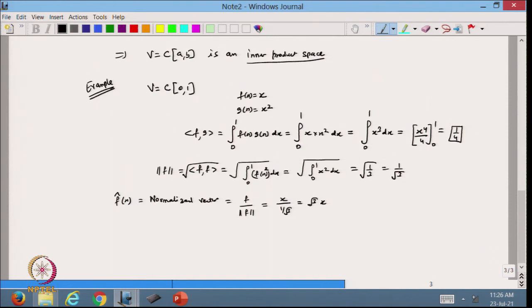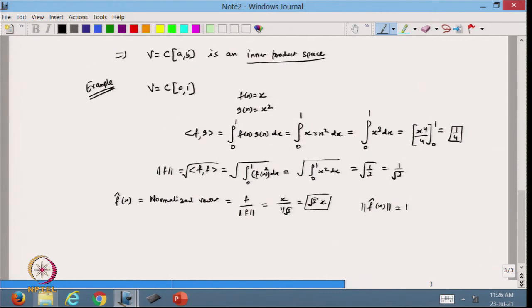So, now from here you can take this one and you can verify that if I take its norm, then it will be 1. So, we have to keep in mind that it is always taking the square root of this. So, this way we are able to find the normalized vector.